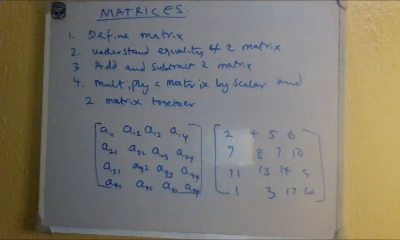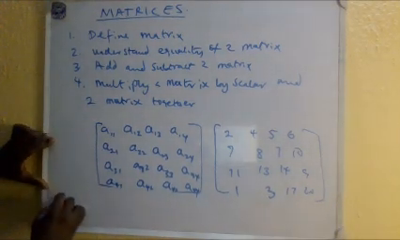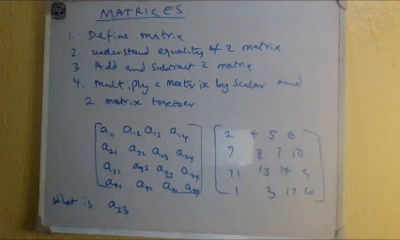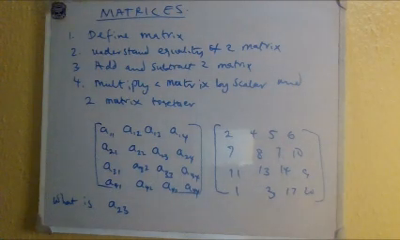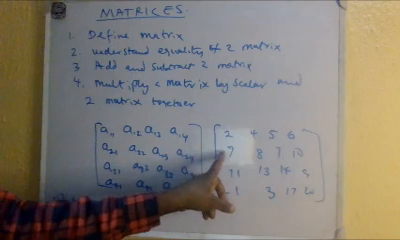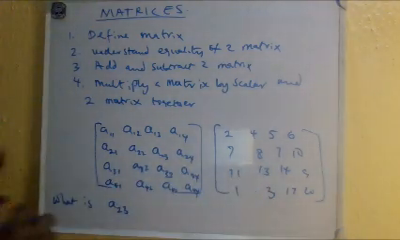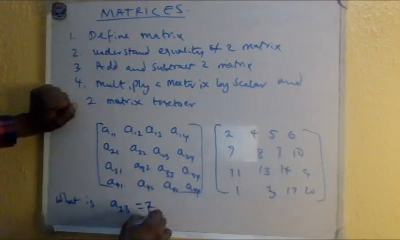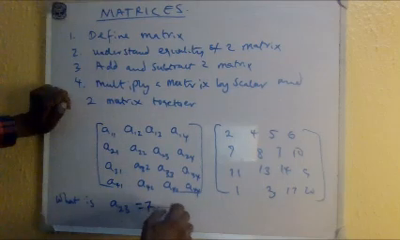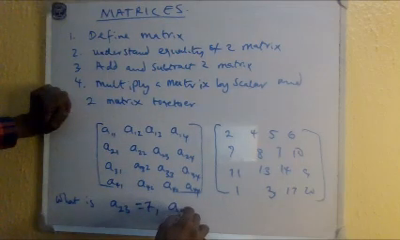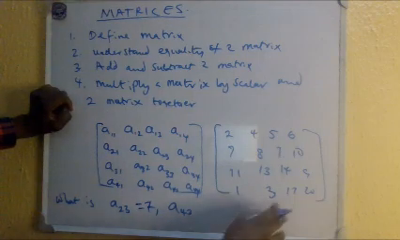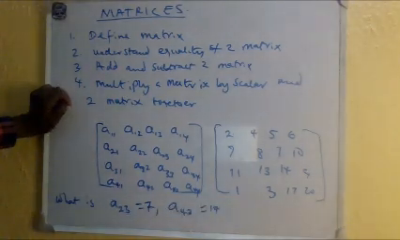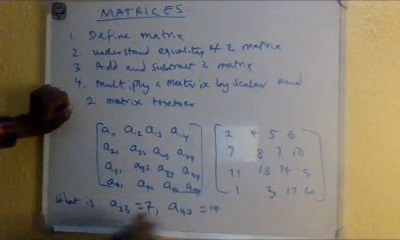So if I ask you, what is A23? What will be the answer? A23 is a 7. So you should be able to pinpoint a particular element by its position. If I have A43, for instance, where is A43? This A43 here. A43 is a 17, and so on. Okay, let me put another one.